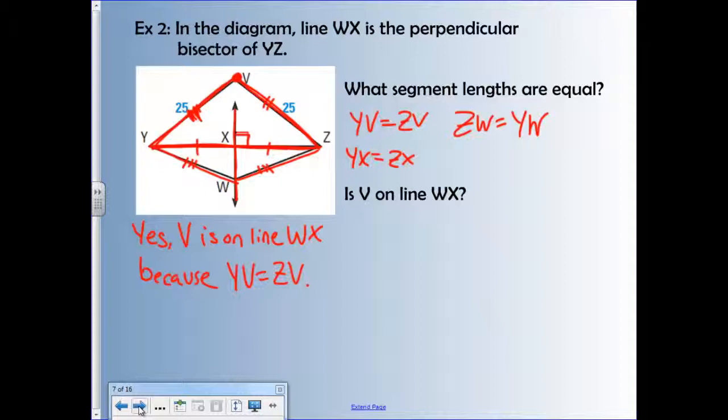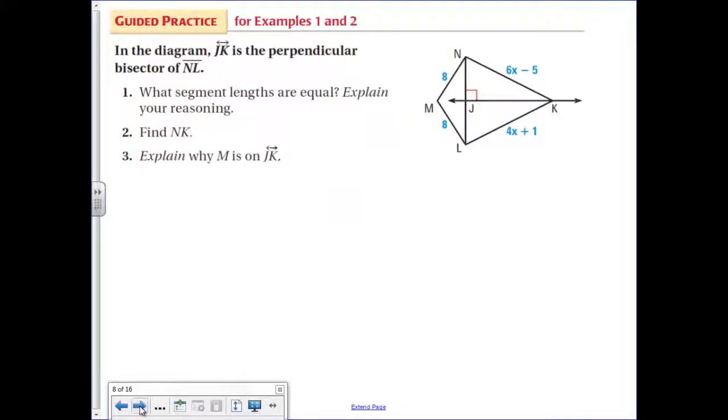Why is that on the line? Because those two parts are equal to each other. That's the lesson in a nutshell. Let's practice a little bit more, though, till I let you go on your own.